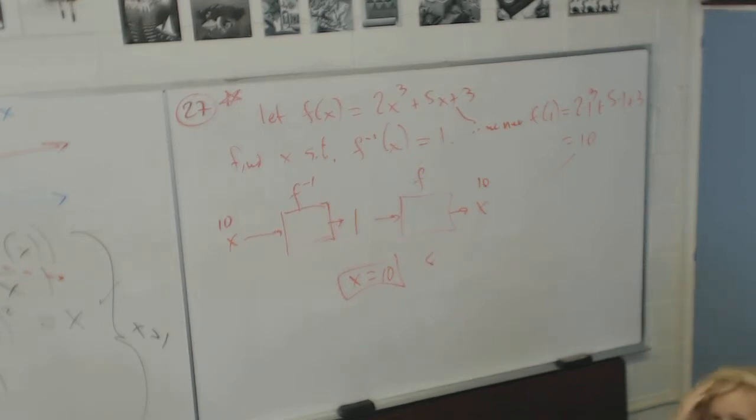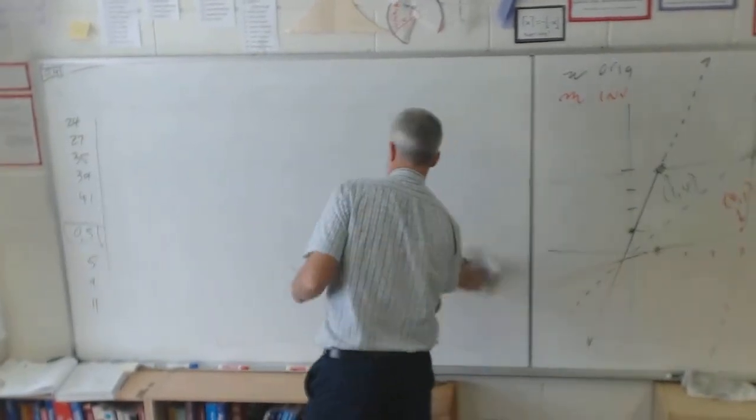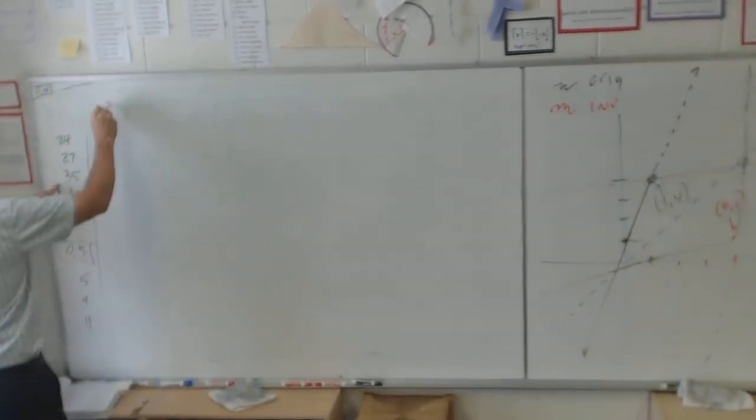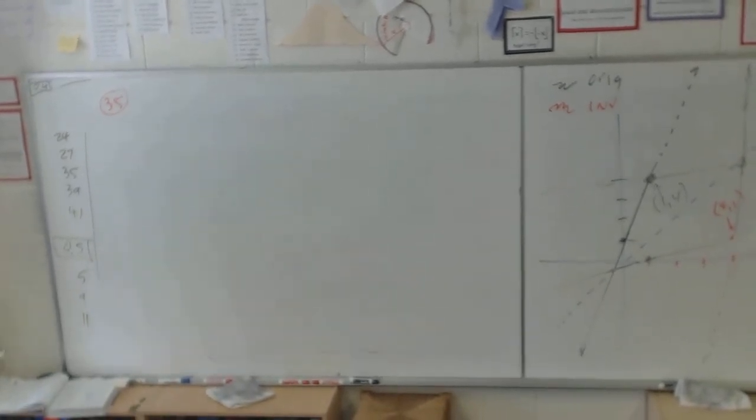All right, back up front. Who's got 35? Oh, Eliana, 35.